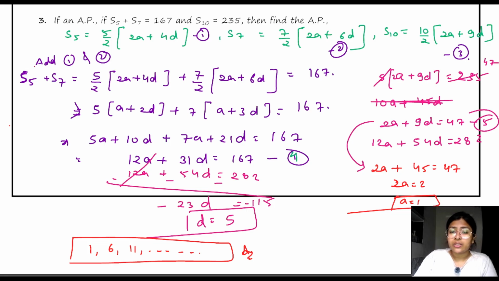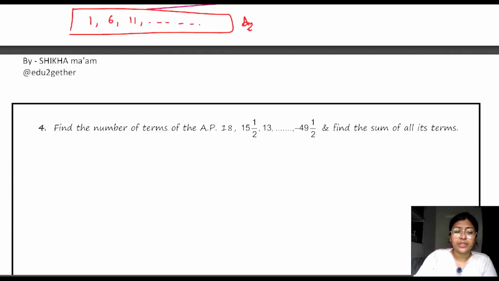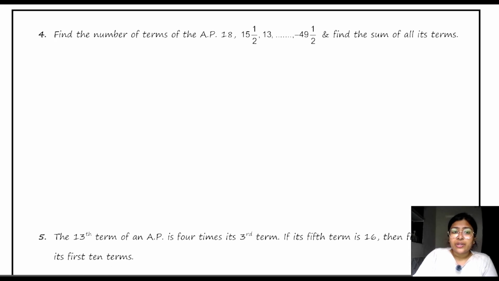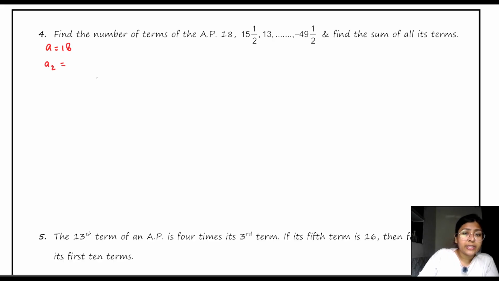Any doubt in this question? No? Okay. Yes, try this question. Find the number of terms of the AP and find the sum of all its terms. Okay. So the first term is given as 18. The second term is given as 31 by 2.